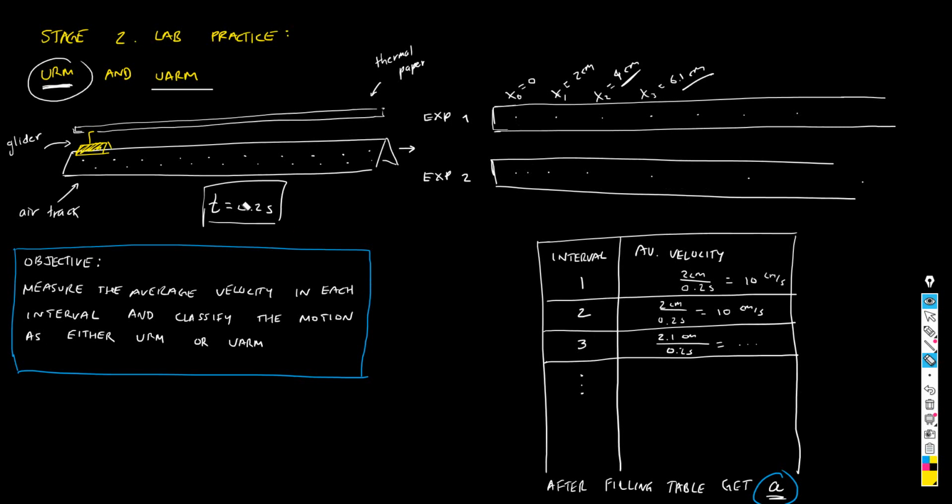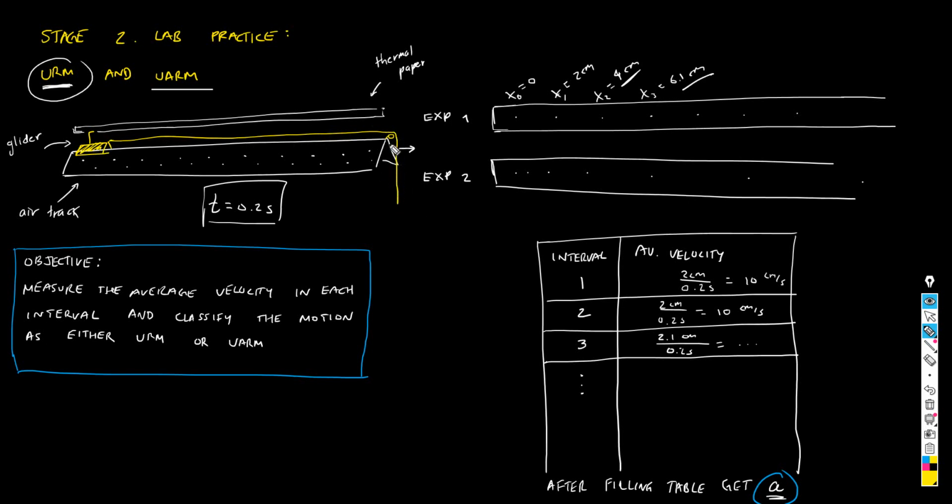The only difference now is that you're going to observe that we're going to attach a string to the glider like that. And the string is going to go over a pulley. You're going to observe what I mean in a moment. It's going to go over a pulley.